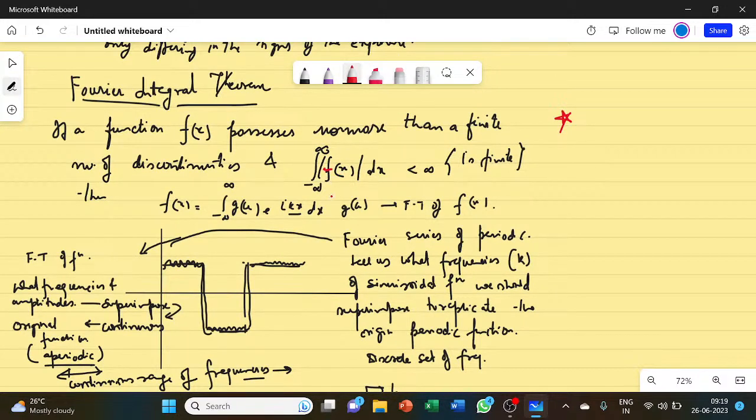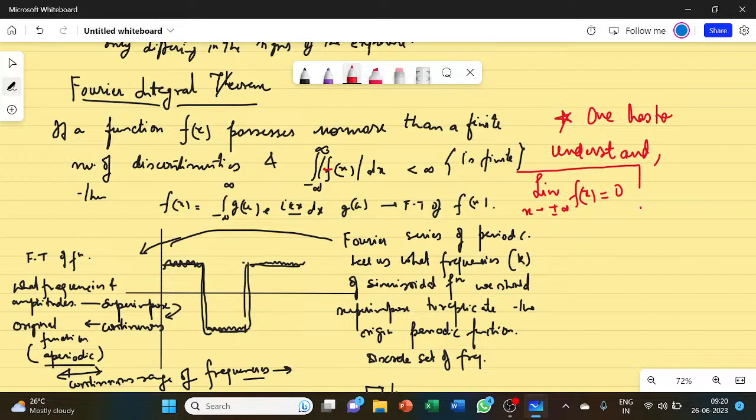In any case this integral should converge. That is, the integral from minus infinity to infinity of f of x dx should be less than infinity. Or I can say that my f of x must be absolutely integrable in the limits from minus infinity to plus infinity. So one has to understand that for this absolute integral to exist, the limit as x tends to plus or minus infinity of f of x must be finite. That is, it should tend to 0. Otherwise, there will be a problem.